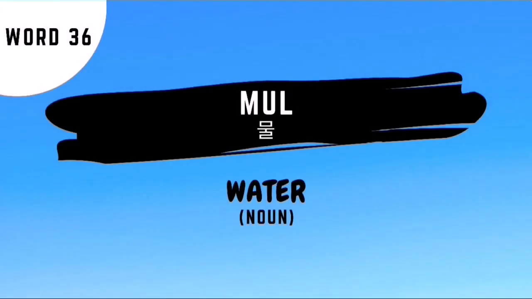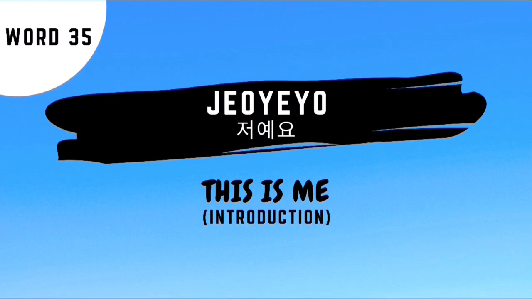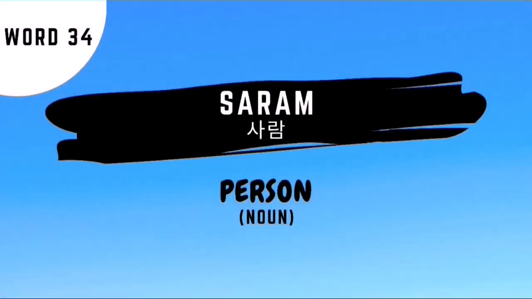Word number 36 is 물, which means water. Word number 35 is 저예요, which means this is me or it is me. And the last word for our review is word number 34, 사람, which means person.